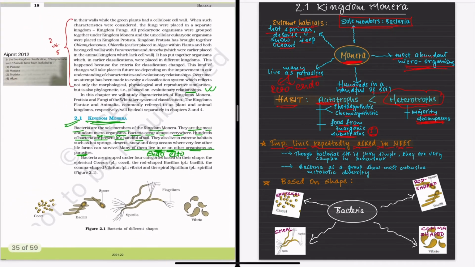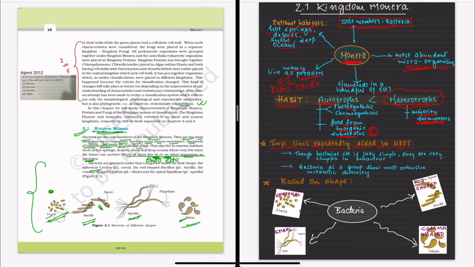Bacteria are grouped under four categories based on their shape: the spherical coccus, plural cocci; bacillus, plural bacilli; spirillum, plural spirilla; and vibrio, plural vibrios. So this is spherical, rod shaped, comma shaped, vibrio, and the spiral spirillum. You just have to memorize these things.